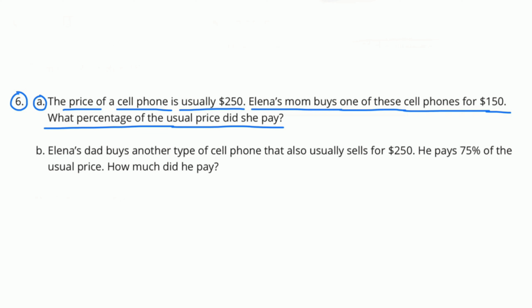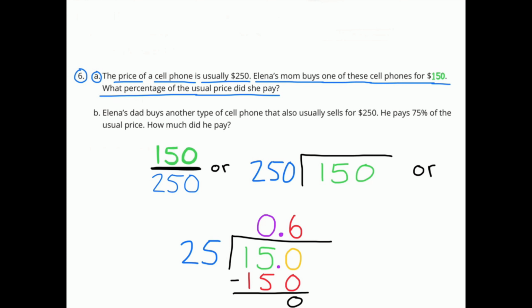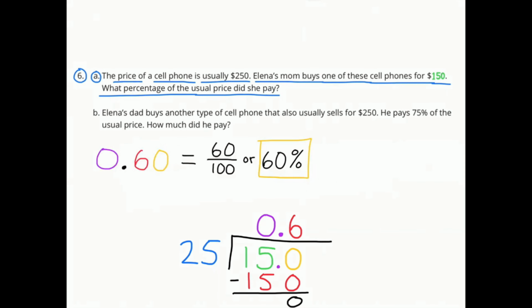Number 6. A. The price of a cell phone is usually $250. Elena's mom buys one of these cell phones for $150. What percentage of the usual price did she pay? She paid $150 compared to the usual price of $250. We can figure out the percentage that she paid by dividing 150 by 250, and that is 6/10, or 60 hundredths, which is the same thing as 60%. $150 is 60% of $250.